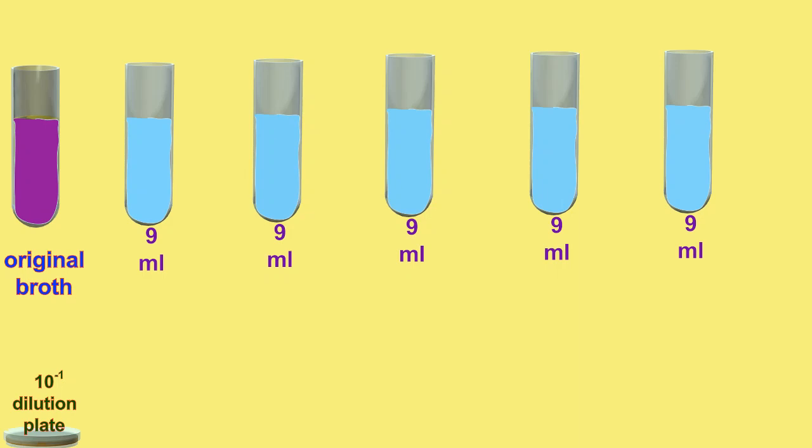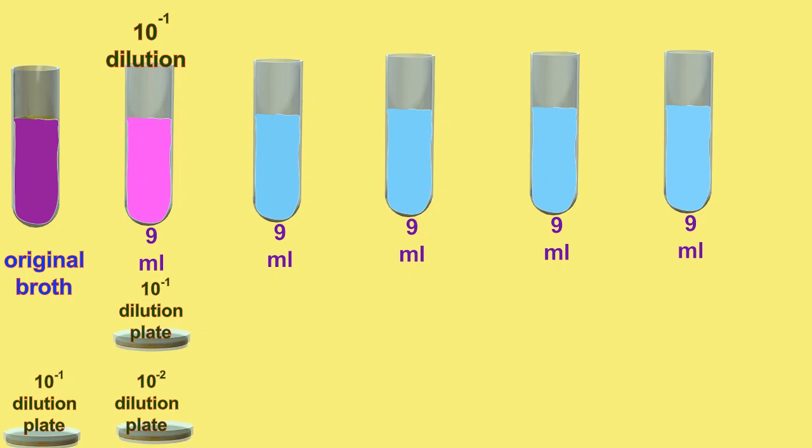You could also transfer 1 milliliter of the original broth into 9 milliliters of water and mix to create a 10 to the minus 1 dilution of the original broth. This solution could then be used to make a 10 to the minus 1 plate with 1 milliliter of solution, or a 10 to the minus 2 plate with 1/10 of a milliliter solution.